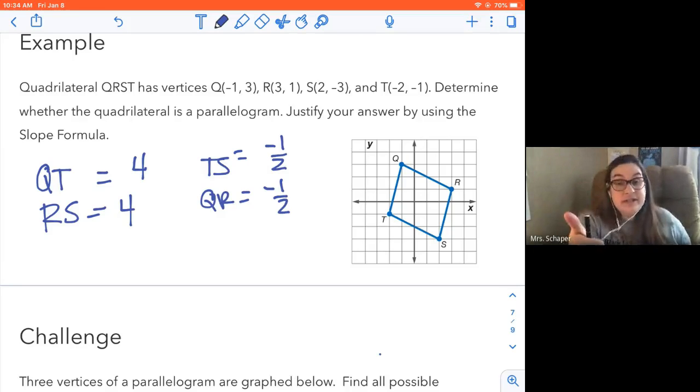Now, you could use the distance formula. You could have said, hey, I don't want to use slopes. I want to use the distance formula and use the distance formula for QR and TS and QT and RS. Whatever strategy you want to use. The opposite angles congruent isn't going to quite work on this one because that's harder, but you could use slope or you could use distance formula. All right.